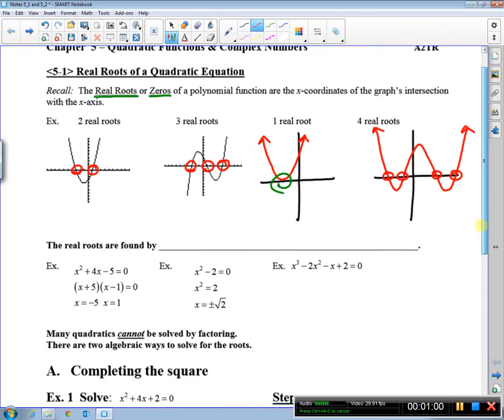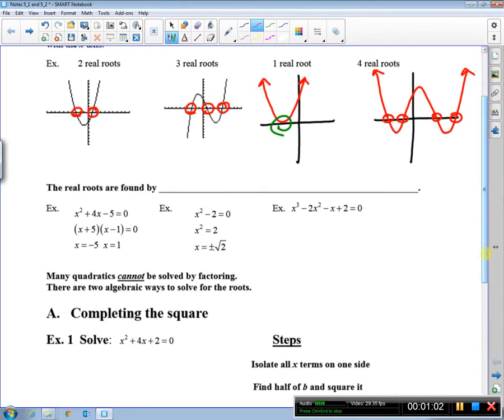So real roots are where they cross the x-axis. So visually we can look. If we want to solve for the real roots, then we want to set the equation equal to 0.